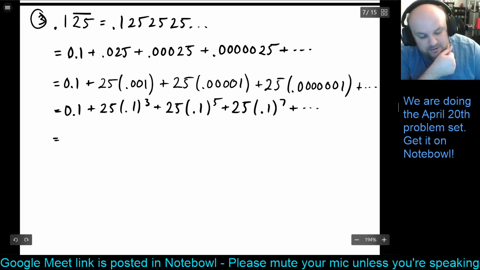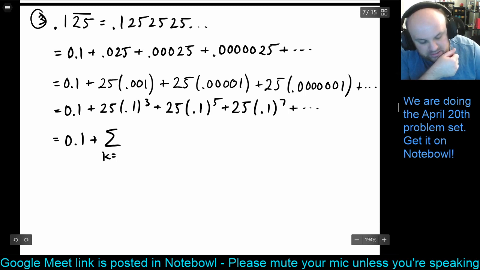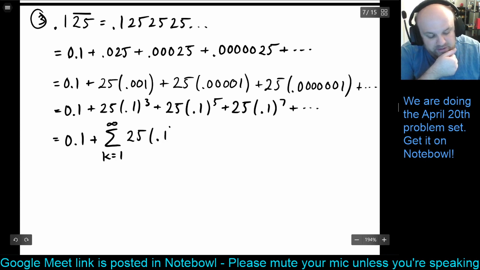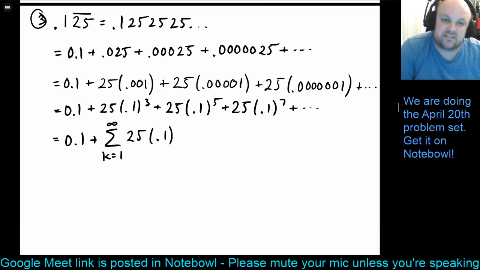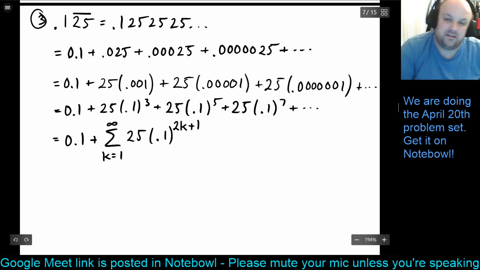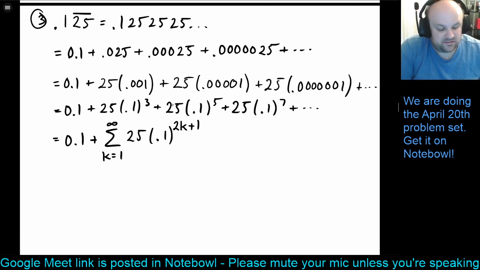Okay, so if you look at the pattern that's showing up here, we have 0.1 plus the sum from, sorry, I'm going to use 1 to infinity here. And this is 25 times 0.1. Now think about how this is going to progress. You should see the power up here has to be 2k plus 1, because we have a bunch of odd numbers starting at 3, right, as the powers. Now, hopefully that makes sense. Hopefully. Right? So now we need to do all our readjusting here.